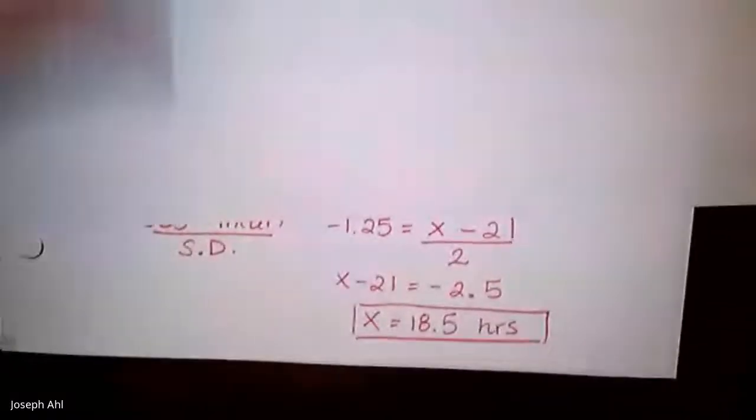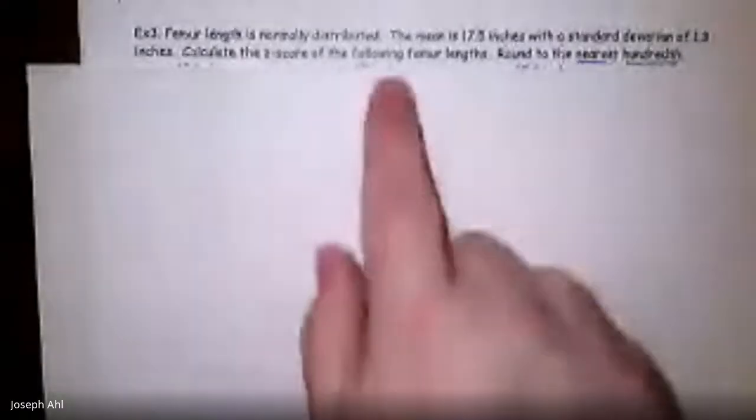All right, we have an example at the top of the next page, example 3. We're going to talk specifically about femur length. I haven't taken bio in a while, but I feel like that's the really big bone in your leg. You'll send me an email correcting me if I'm wrong. But femur length is normally distributed. The mean is 17.5 inches with a standard deviation of 1.3 inches. Calculate the z-score of the following femur lengths, round to the nearest hundredth.